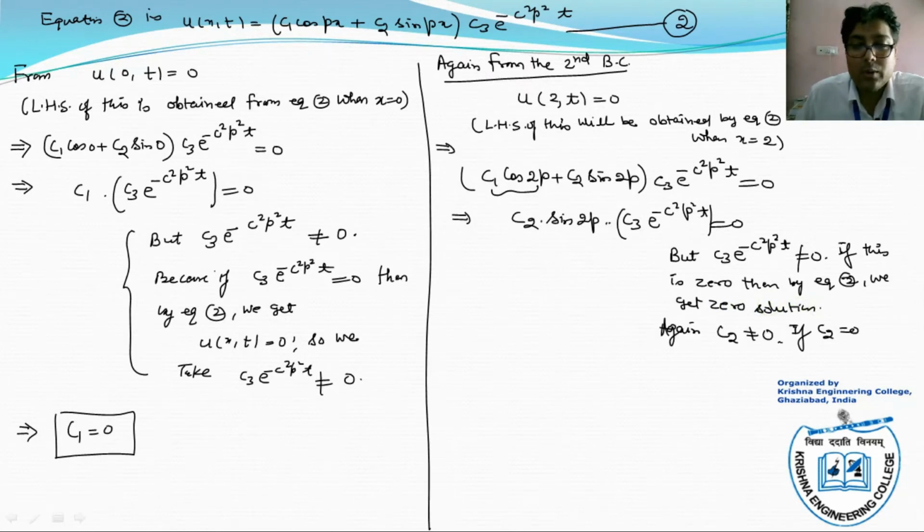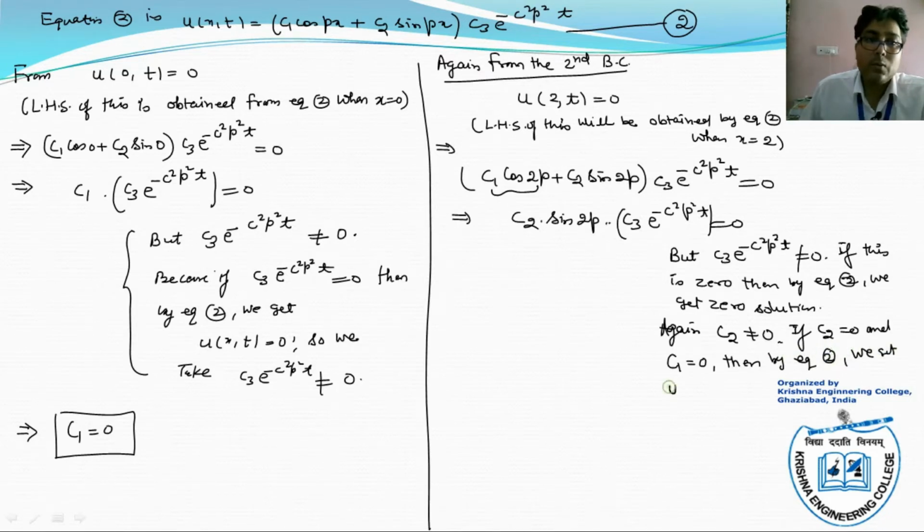Again, C2 will not equal 0. If C2 is equal to 0 and C1 is already 0, then by equation second we get u(x, t) is equal to 0. So we reject it. So we cannot take C2 is equal to 0.